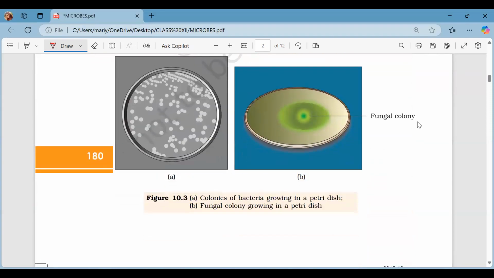Then this is how the organism would look if we grow it in a colony, like small circular structures. Sometimes they'll form a line like this. And the fungal colony is the best observed one because it forms structures like this on the petri plate. Now, moving forward.